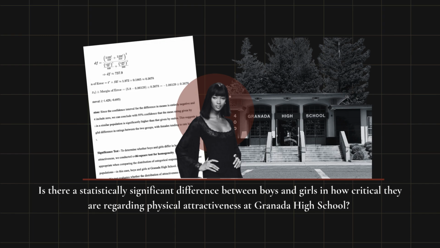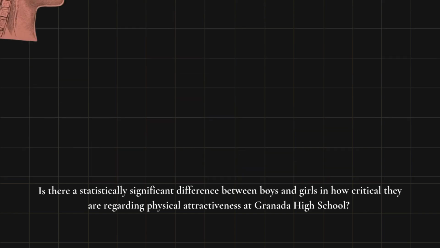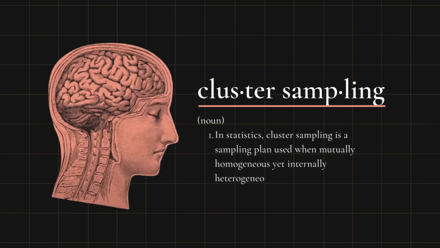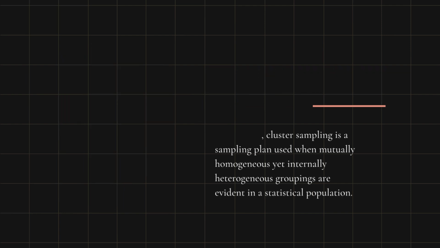Through this project, we hope to gain insights that could help promote healthier and more thoughtful attitudes towards attractiveness, rather than solely focusing on surface-level appearance. For this study, we used a multi-step clustered random sampling method to ensure that our sample represents Granada's diverse student body. First, we compiled a complete list of all the classrooms at Granada.